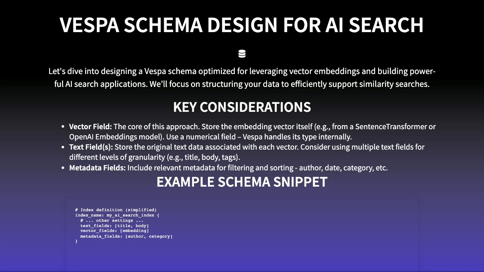Okay, so when we're building AI search applications using Vespa, it all starts with structuring our data effectively. We'll need a vector field to store the numerical representation of our text. Basically, it helps compare different pieces of content to each other. Alongside that, we want to keep the original text itself, often broken down into fields like title and body. And lastly, let's add some metadata, things like author or category, to help us filter and sort our results.